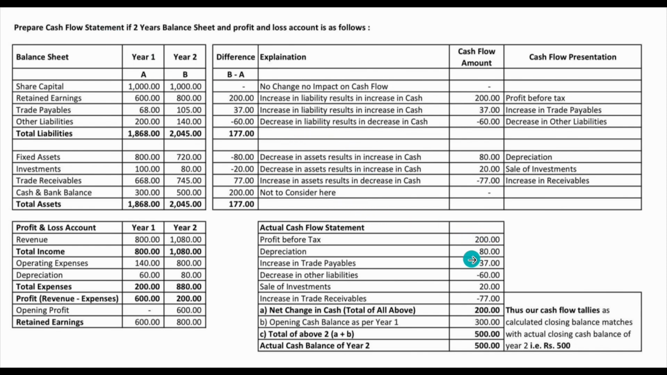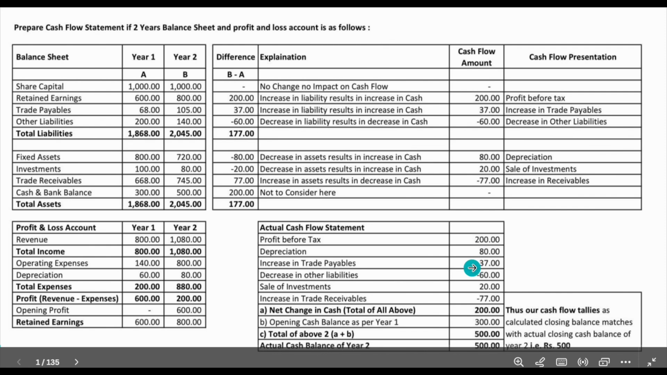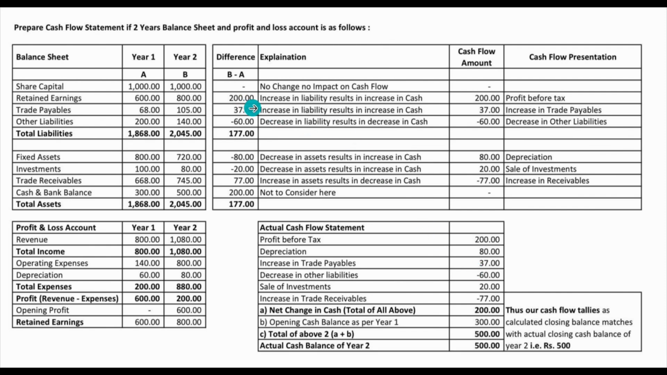Now the cash flow statement is of year 2 here. Let us understand how to prepare the cash flow statement. As a first step, you have to take the difference between the two years, that is B minus A. So 1000 minus 1000 is 0. As there is no change in share capital, there is no impact on cash flow and hence the cash flow amount is dash, and in the cash flow presentation there will not be any presentation.